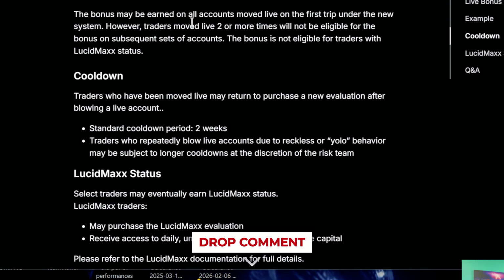The bonus may be earned on all accounts moved to live on the first trip under the new system. However, traders moved live 2 or more times will not be eligible for the bonus on subsequent sets of accounts. The bonus is not eligible for traders with Lucid Max status.